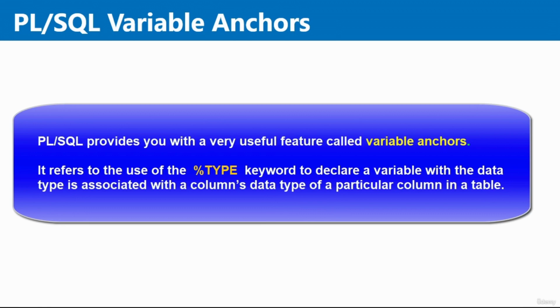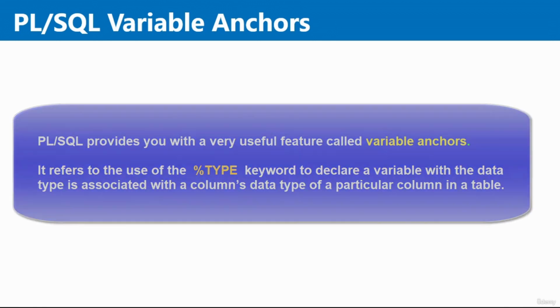Variable anchors refers to the use of the %type keyword. The %type keyword declares a variable with the data type that is associated with the data type of a particular column in a table.